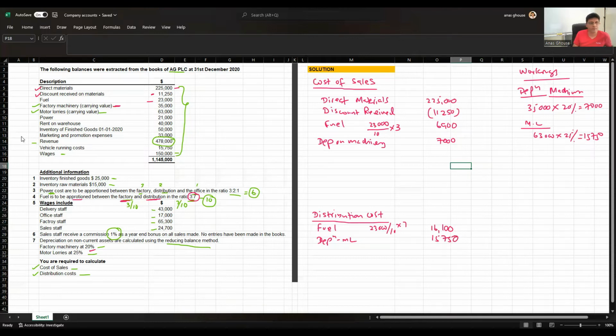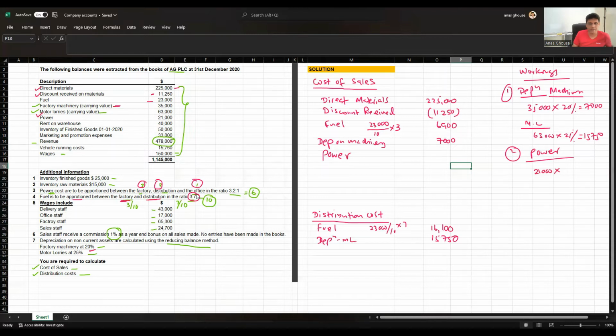15,750. Then we have power. The power should be apportioned between factory, distribution and the office, in the ratio 3, 2 and 1. So in working number 2, you can say power. The total cost of power is 21,000.